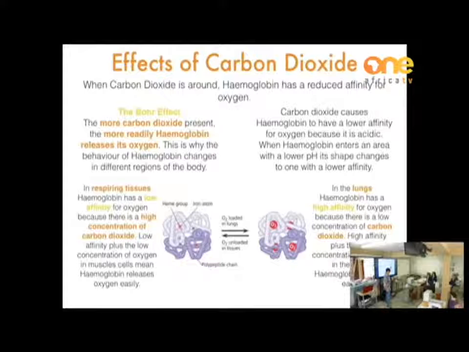You see? Now it makes sense. In respiring tissue, hemoglobin has a low affinity for oxygen because there's a high concentration of carbon dioxide. In the lungs, hemoglobin has a high affinity for oxygen because there's a low concentration of carbon dioxide. You got it. And can you see that is why I really want you to study hard this higher level stuff. Because the moment when you have it, it is not that difficult.